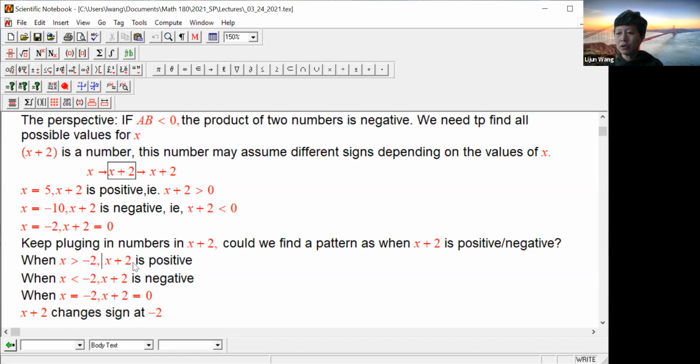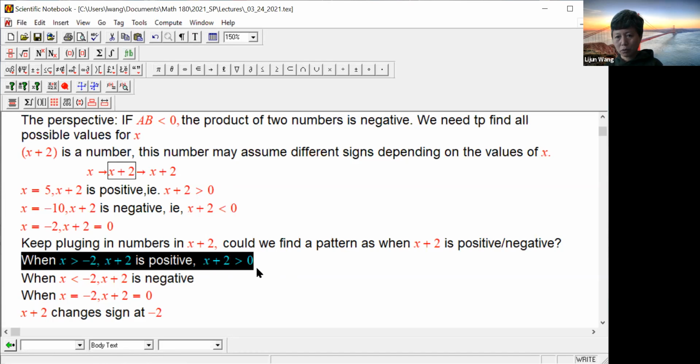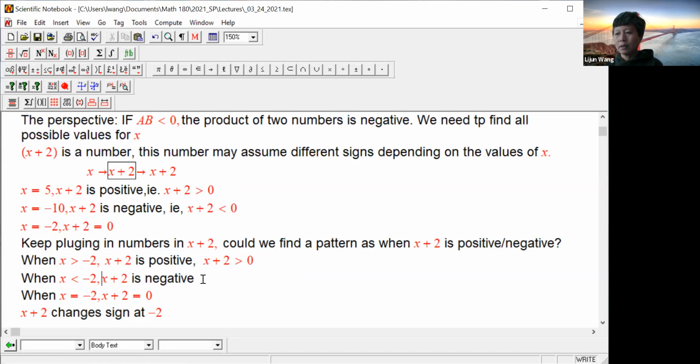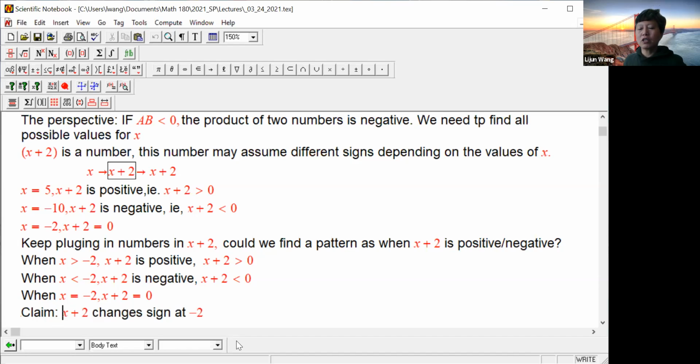Now, how do you express x plus 2 is positive? Do you follow me? So when x is larger than -2, x plus 2 is positive. When x is less than -2, we say x plus 2 is negative. When x is -2, x plus 2 is 0. So I claim x plus 2 changes sign at -2. Do you follow me?